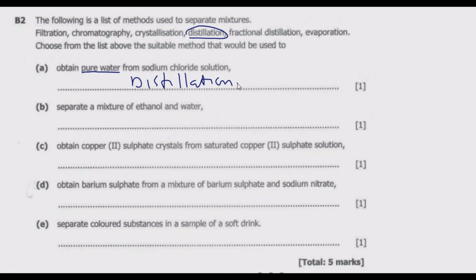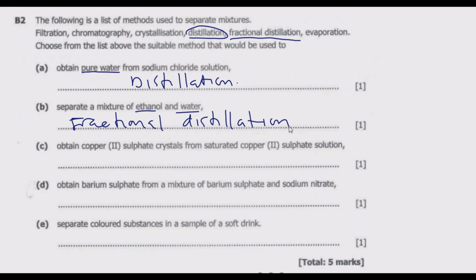Question B. Separate a mixture of ethanol and water. So here we are getting ethanol and water. These two liquids have got different boiling points. Because they're a mixture, to separate them, we need to use fractional distillation, which is based on the varying boiling points of a mixture of liquids. So in this case, you see fractional distillation. Remember, what is key is two liquids should be a mixture, and they should have varying boiling points to use fractional distillation.